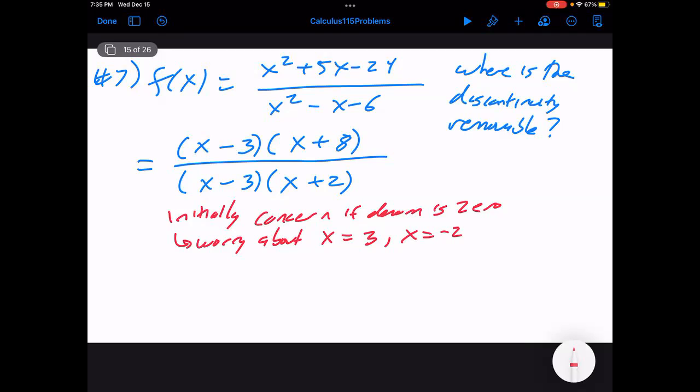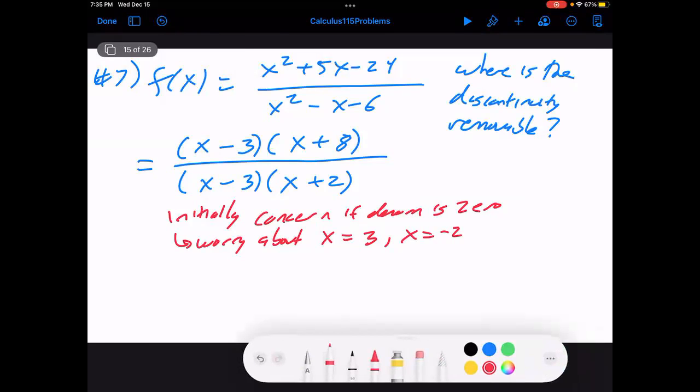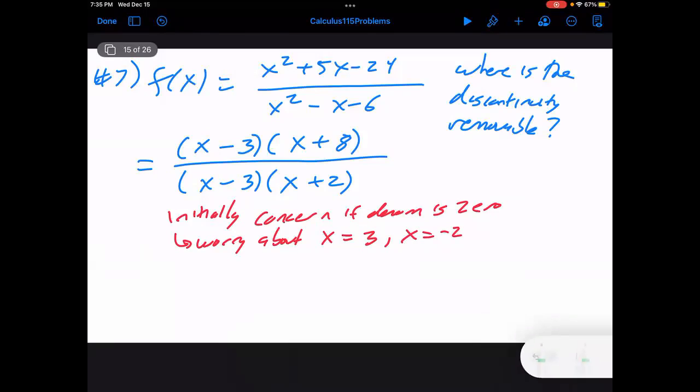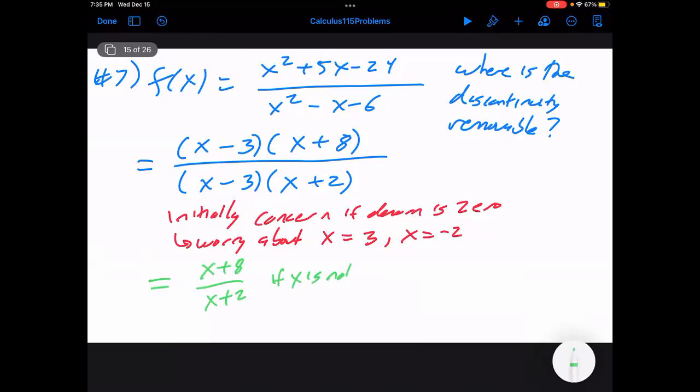No. Why not? Isn't there like a hole there? Well, if you look at the definition, this is the same as x plus 8 over x plus 2 if x is not 3. Right? So there'd be like a hole at 3. So when we're looking at what's going on, there's just a hole, but it gives us an idea of how we should define it.